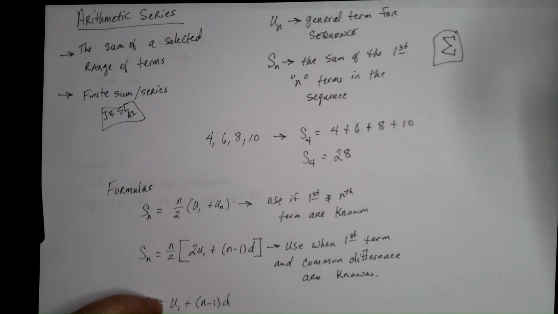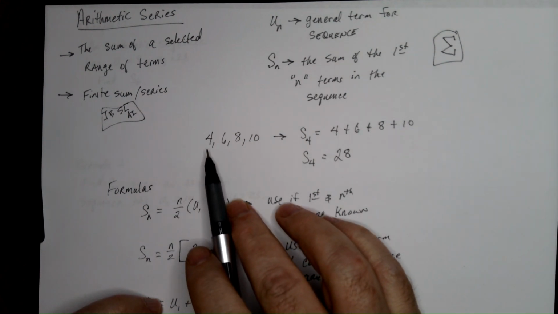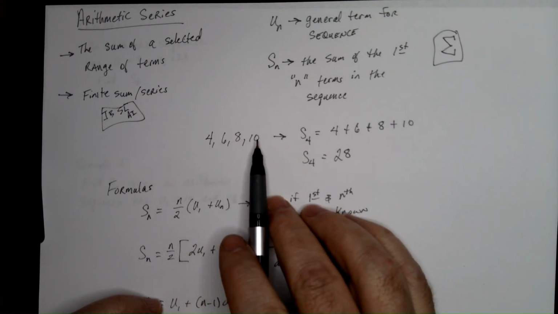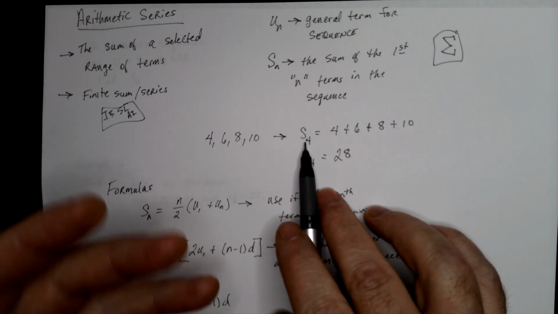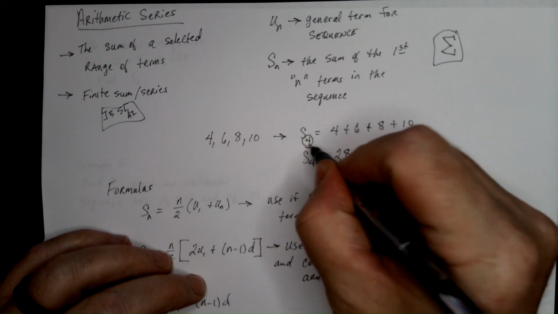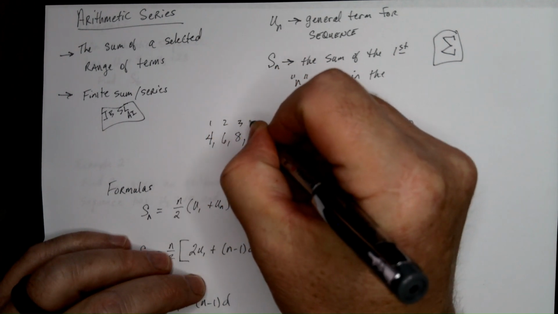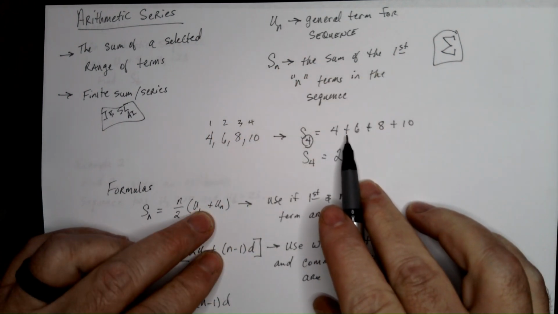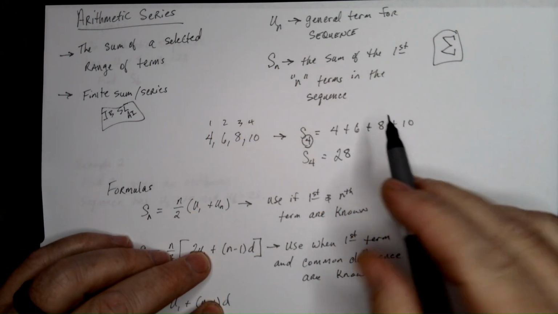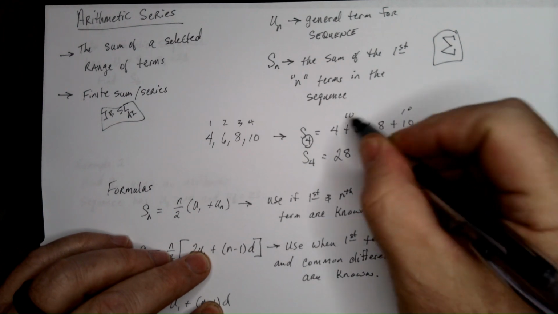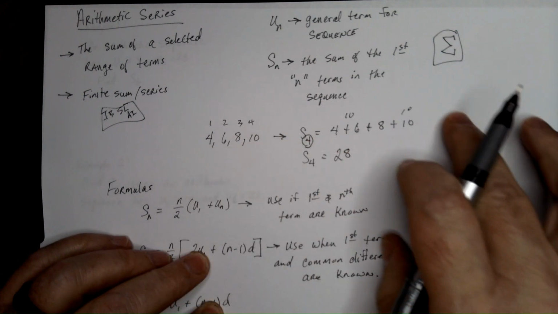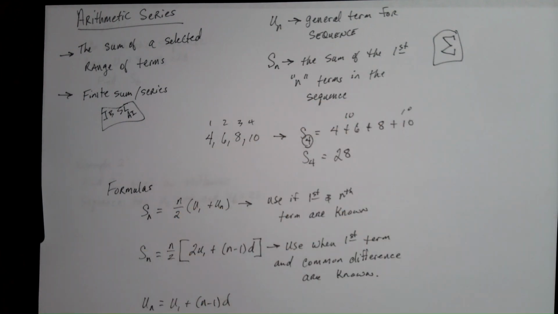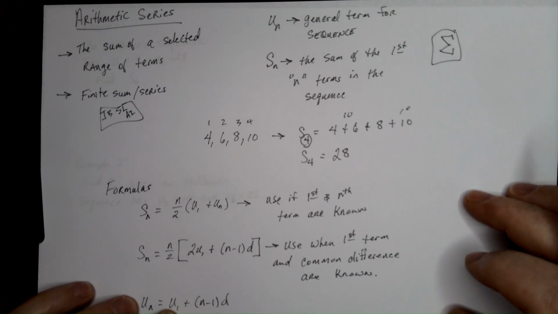So S sub n means that you're going to find the sum of the first n terms. For example, if we had this sequence right here, 4, 6, 8, 10, and we wanted to find S4, the series, that means you add up the first 4 terms. So we have 1, 2, 3, 4 terms here. 4 plus 6 plus 8 plus 10, well, that's 10, 10, that's 28. See? You could always do it this way, but a lot of the time that would be very time consuming, and your chances of making a simple arithmetic error would be pretty high.